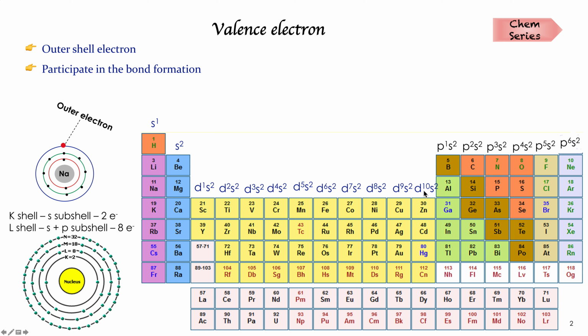Now the outer shell configuration has been written. To find the valence electrons, we need to add the outer shell electrons for each group. The valence electron count will be 1 for group 1 and 2 for group 2, and 1 plus 2, that is 3, for scandium and yttrium, 2 plus 2, that is 4, for the titanium group, and 5 for the vanadium group and so on. For P block elements it is 3 for the boron group, 4 for the carbon group, 5 for the nitrogen group, 6 for the oxygen group, 7 for the halogens and 8 for the noble gases.